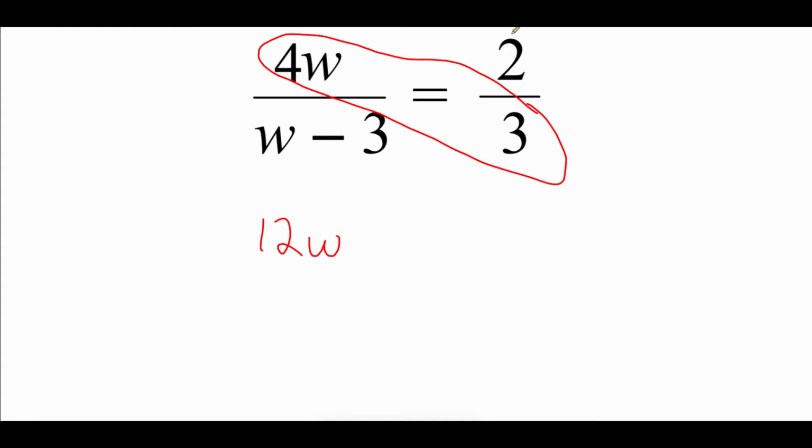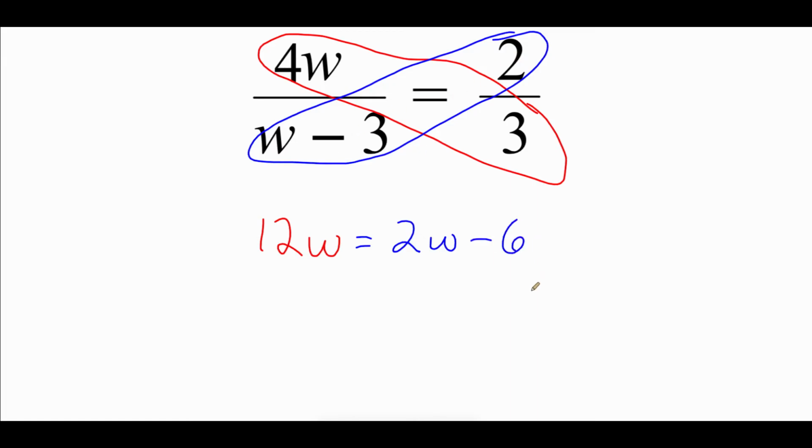Then I'm going to look at the other diagonal and multiply these together here. So we've got w minus 3 times 2. And again, we need to think about it like the distributive property. We need to take both the w and the minus 3 and multiply them both by the 2. So 2 times the w would give me 2w, and 2 times the minus 3 would give me minus 6.